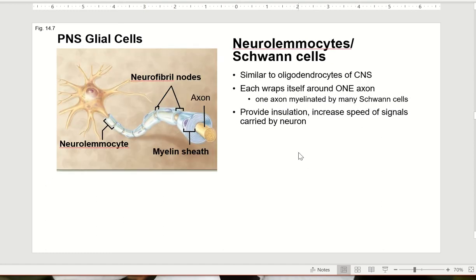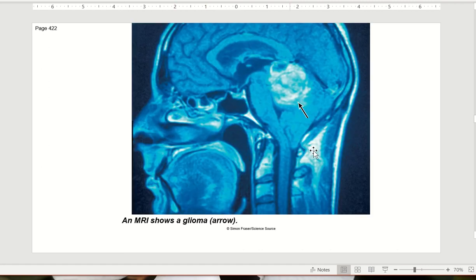And then we have the Schwann cells, or the neurolemocytes. You can see that here we have one cell that wraps itself around to create the myelin sheath, and then another cell, and another, and another. Each cell wraps its whole self around the axon.